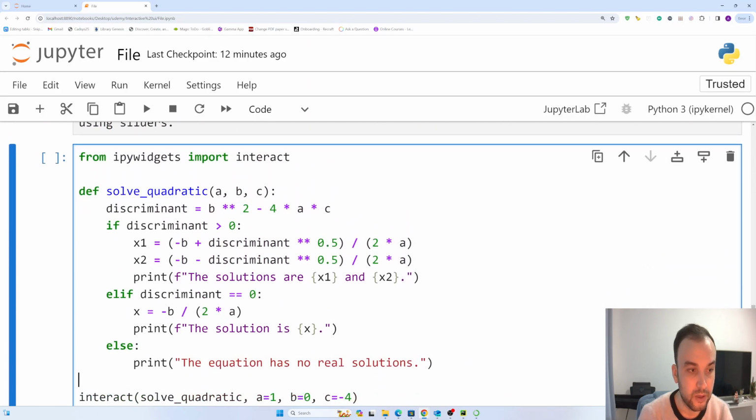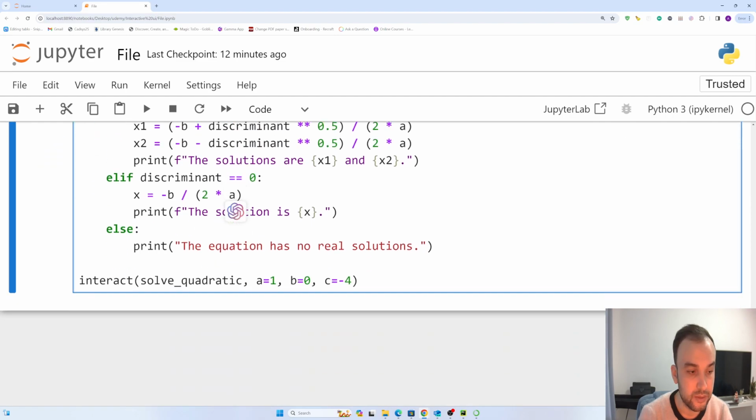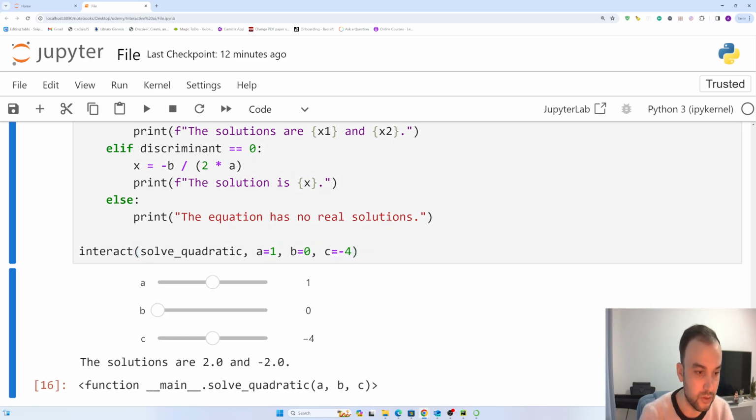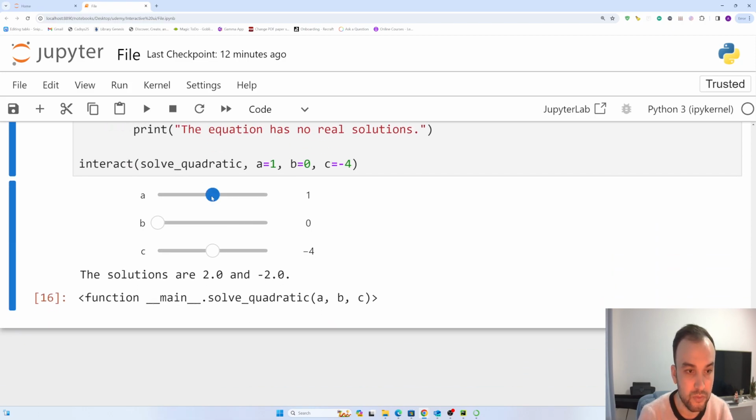And we define the function like solve quadratic, and we use the solve quadratic function in the interact function, and we will define the variables here, a, b, c. Let me run it first. When we change a, for example, when a is 1, b is 0, and c is minus 4, we have two solutions. One of them is 2, the other one is minus 2.